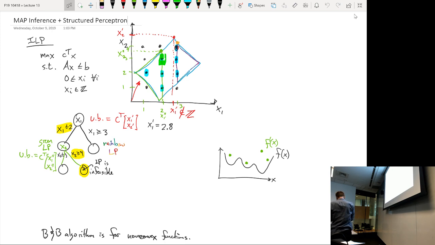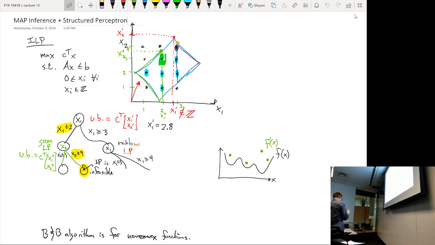So over here, if we had subdivided this rainbow LP first, and we had done so on x1, then what we might have done was say, okay, on this side we're going to say x1 is less than or equal to 3. And on this side we'll say x1 is greater than or equal to 4.